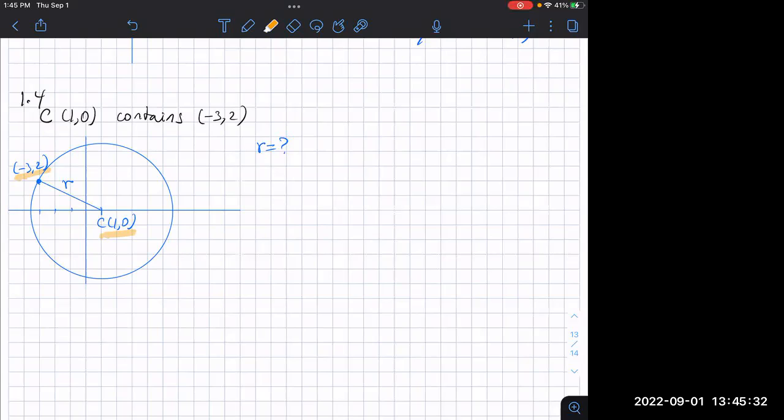The distance formula is, what's it called? Is it -3 minus 1, or is it the plus 1? Either way, you can call this x1 and this x2, or vice versa. If you go like that, you get -3 minus 1 squared plus 2 minus 0 squared under the square root. And then we simplify, so this will be the radius.